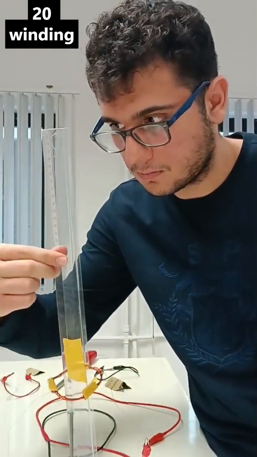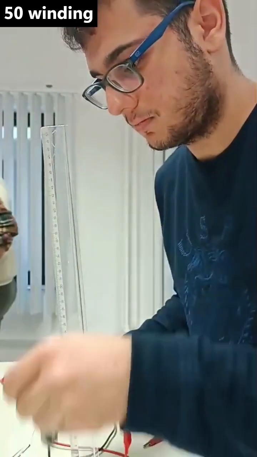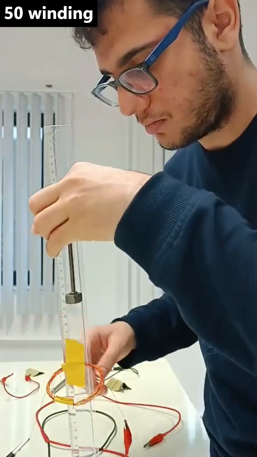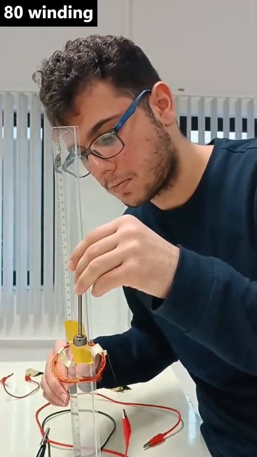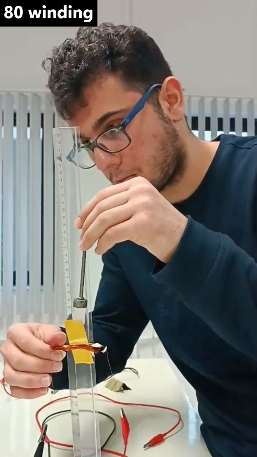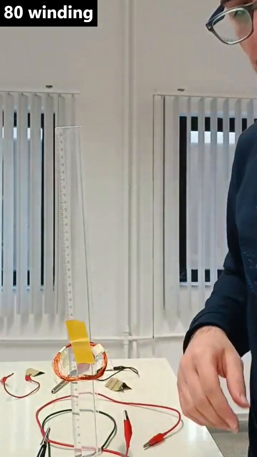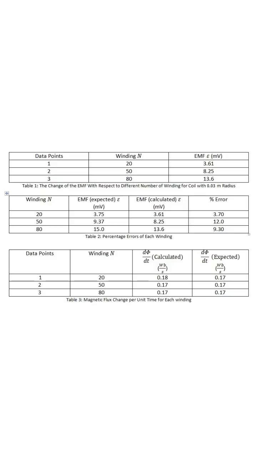In the first part of the experiment, I wanted to investigate how the number of windings influences electromotive force. In order to do this, coils which have 20, 50, and 80 windings are applied to the experimental setup. I dropped the magnet through these coils and I measured the induced EMF through the multimeter. Later, I recorded these measured data in suitable tables. As you can see in these tables, we can conclude that there is a direct proportion between windings and EMF.